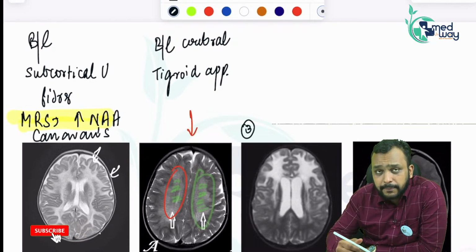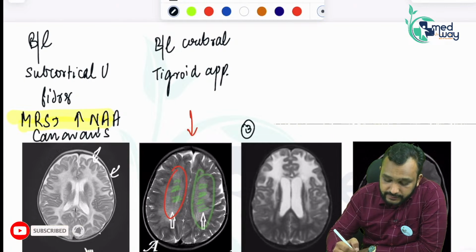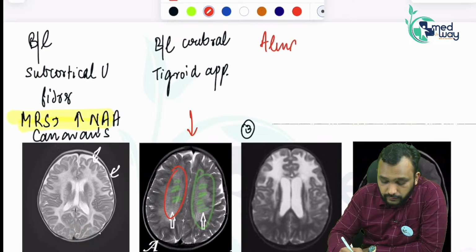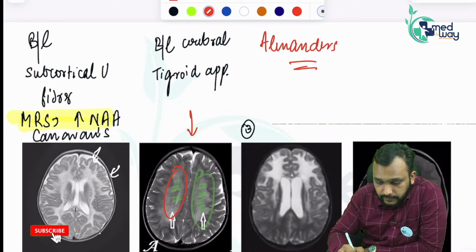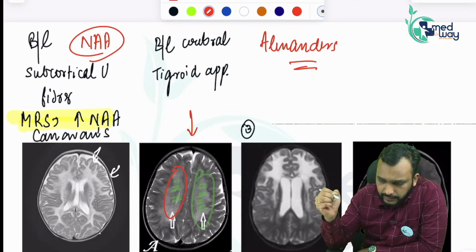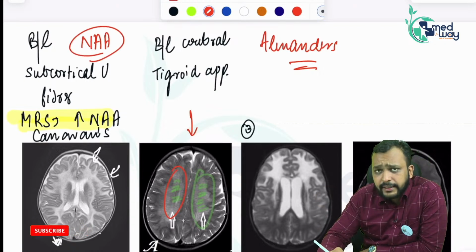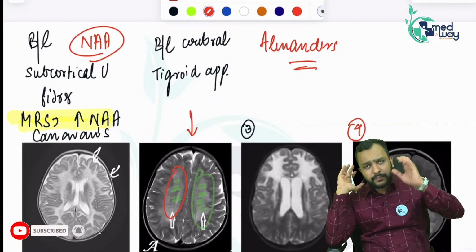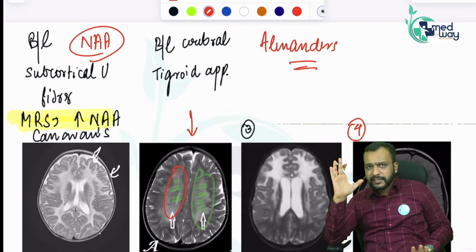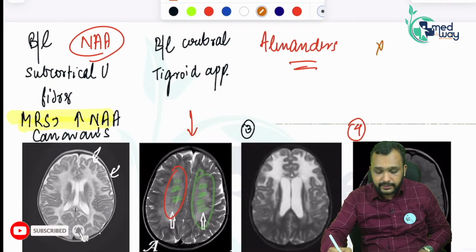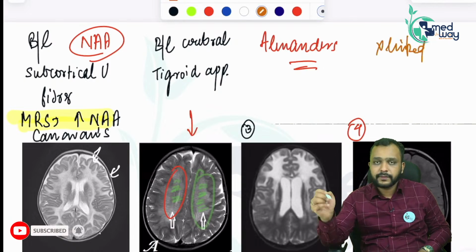Now this third image, this was asked in your question. You see that there are bilateral symmetrical hyperintensities in the frontal lobes. So this is your case of Alexander disease. Very good. In Canavan, NAA levels are increased, and in the last image, guys, we can see that hyperintensities are present posteriorly in the parieto-occipital white matter. So that will be seen in a patient with X-linked adrenoleukodystrophy, right?